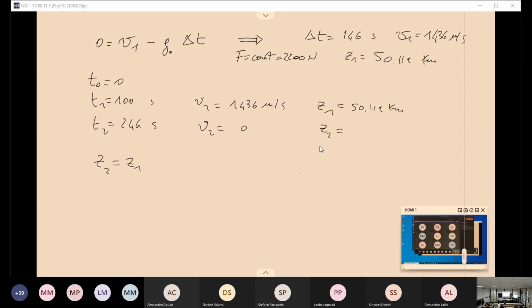So here what we have is that theta 2 will be theta 1 plus v1 (t2 minus t1). This will be without acceleration, and then we have minus 1/2 g (t2 minus t1) squared. So at this point, the result, just replacing in numbers, will be 155 kilometers.